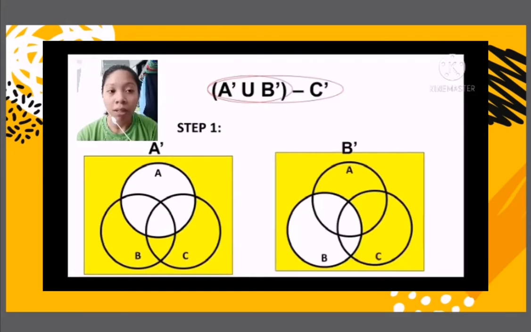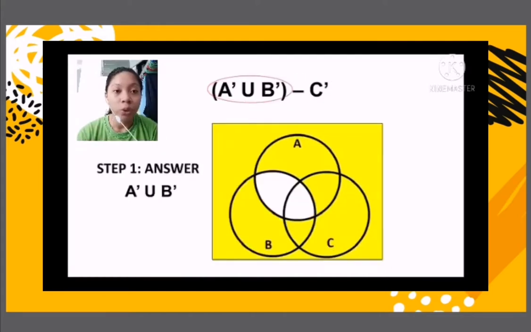Then the union symbol. This means that all elements in both sets, A complement and B complement, are put together. And so we came up with this illustrated answer. We shade all parts that were shaded in both sets.